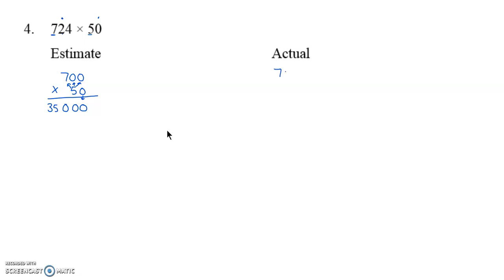I can go ahead and write my actual numbers down. Here I can use my shortcut method again because I have 50. So that saves me some time. So I'm going to bring down the 0 and go right over to the 5. 5 times 4 is 20. Carry my 2 up. 5 times 2 is 10. Plus 2 is 12. Carry my 1 up. 5 times 7 is 35. Plus 1 is 36. 36,200 and 35,000.